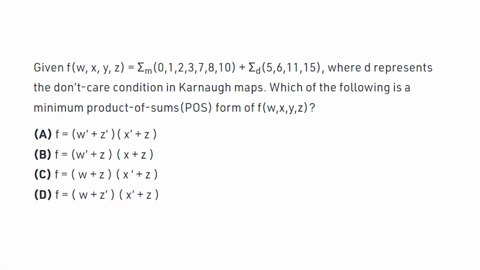They have given you a function f dependent on 4 variables. You can just see the minterms as well as the don't cares of this function. They're also specifying where D represents the don't care conditions in K-maps. Which of the following is a minimum product of sums POS form of F?